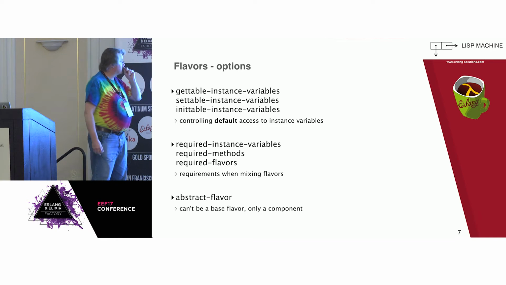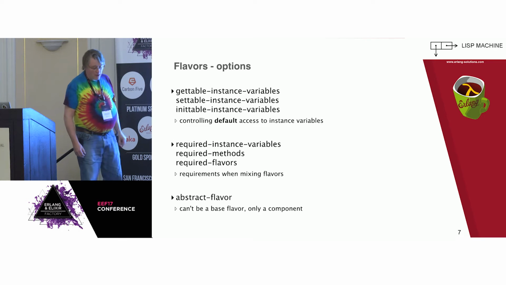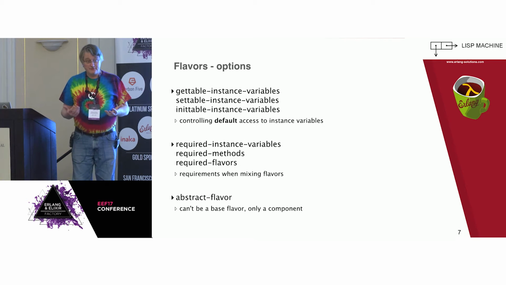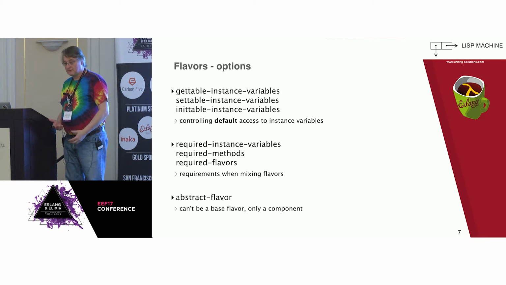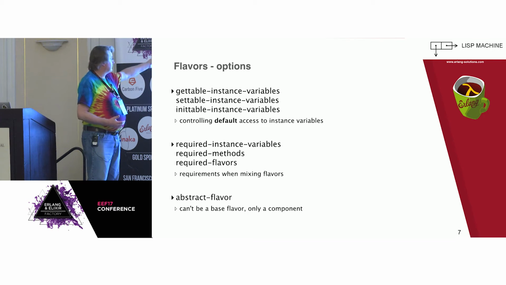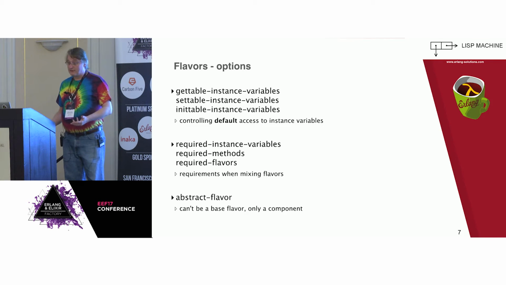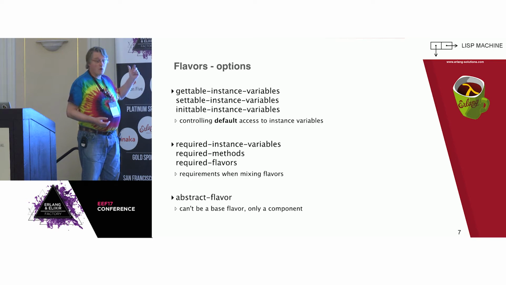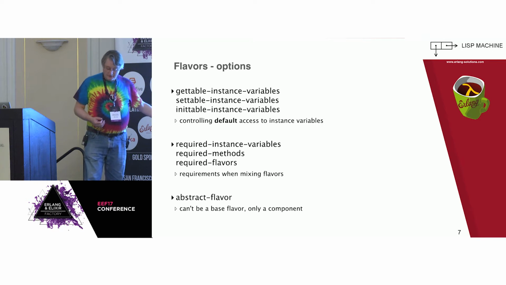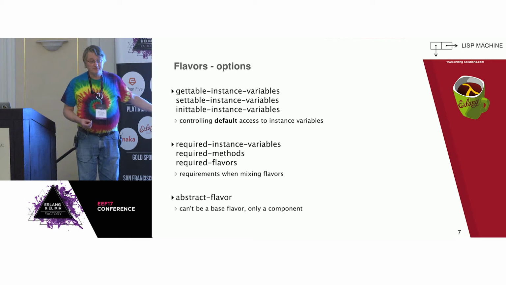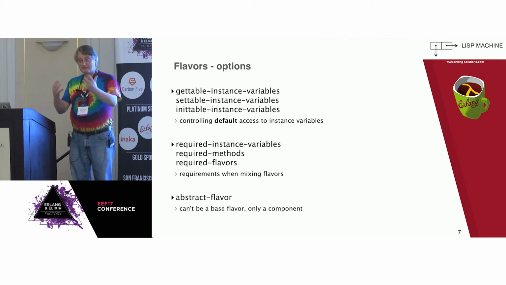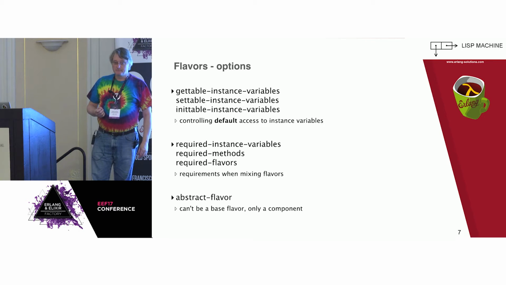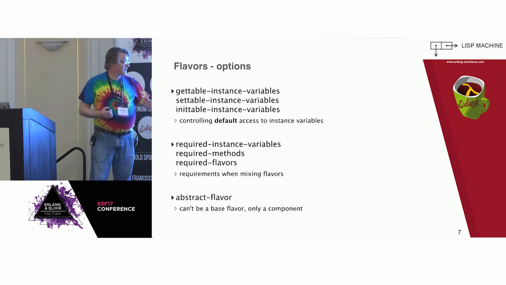So they're pretty straightforward. The next set, required, says: I'm making this flavor, I'm connecting it together with components, but for this flavor to be usable, I require that some other flavor I'm mixing it with provides a set of instance variables, or provides a set of methods, or actually adds extra flavors as components. This is just saying, for my flavor to work, to be happy, I need these extra things. Someone else has to fix them for me. That's what that set says.